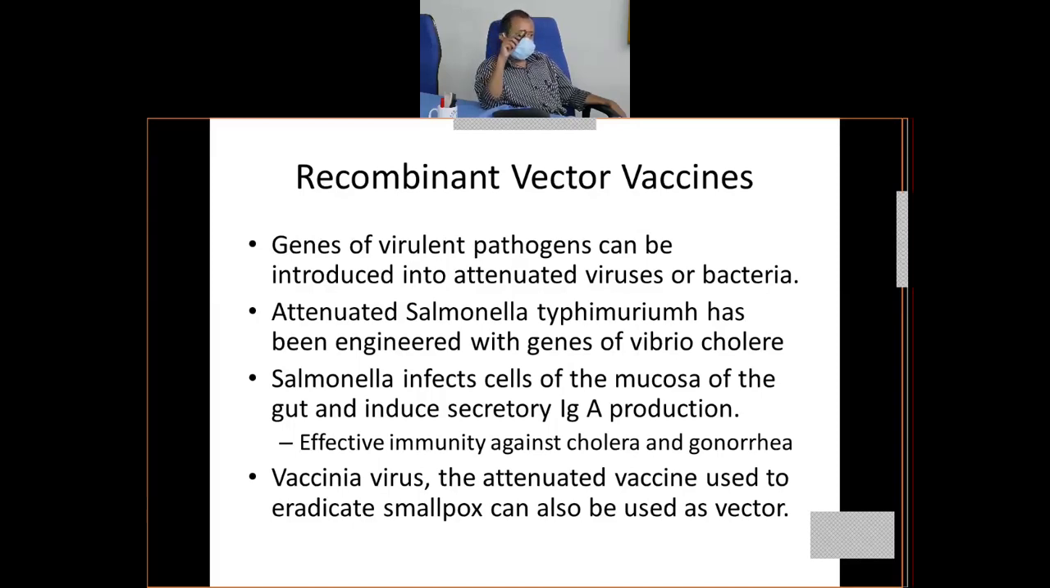So in the gut, the genes of Vibrio cholerae will express the protein, so ultimately immunity is also developed against cholera. Similarly, another is the vaccinia virus. Vaccinia virus is basically the attenuated strain of smallpox. Smallpox has already been eradicated from the world. So vaccinia virus is used as a vector. Basically, in recombinant vector vaccines, we are using live attenuated strains to carry the antigens from another pathogenic organism.